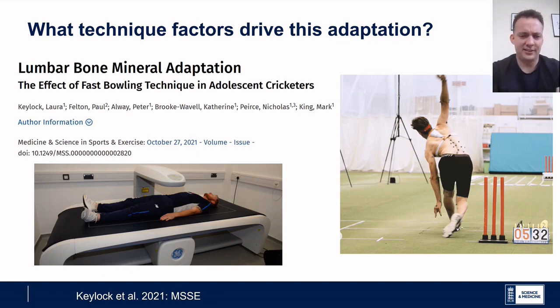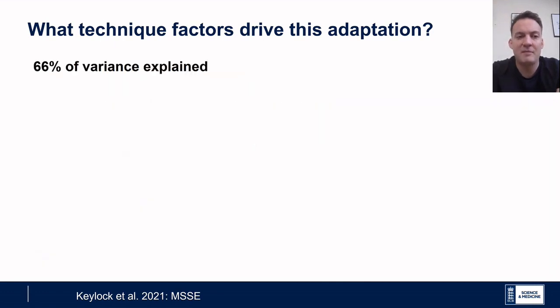So what we did for this is we used our database from DEXA, and we combined it with our database from biomechanics. And what we found drives this adaptation is fat-free mass. So unsurprisingly, muscle seems to be the primary driver of bone adaptation in our fast bowlers.